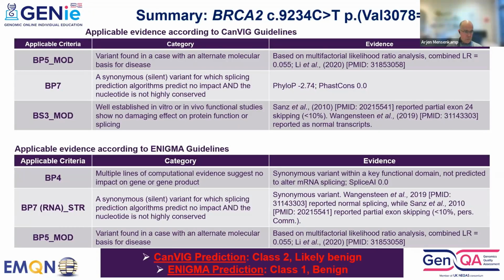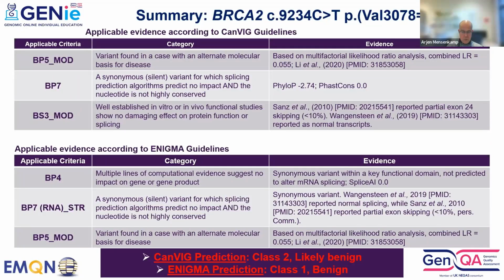ENIGMA guidelines use slightly different codes. Of course, BP4 is also still applicable here as it is a synonymous variant within a key functional domain. That is important in ENIGMA. Because it is in the DNA binding domain, you can apply BP4 as SpliceAI is 0. Next, according to the latest rules, you can use BP7 for RNA work, and then you get an upgrade to strong as it is a synonymous variant, again according to the same 2 studies.